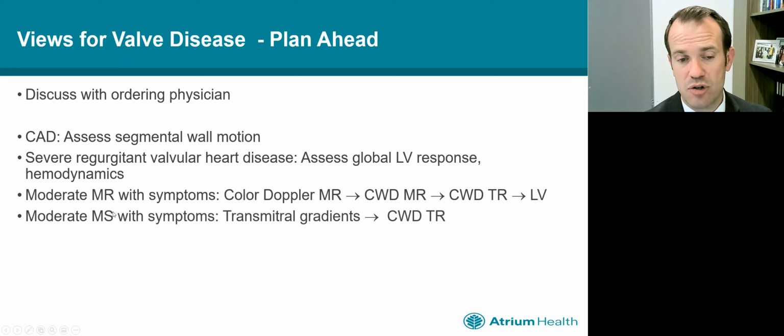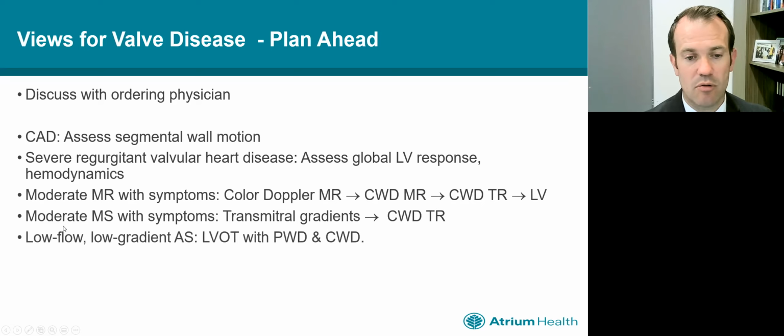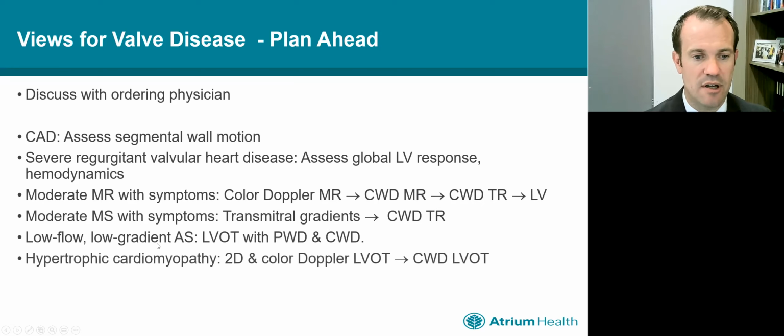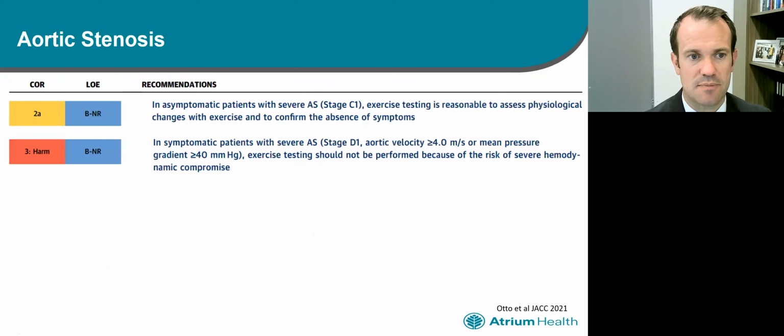Similarly, with moderate mitral stenosis with symptoms, we're going to be looking at those mitral gradients first, followed by assessment of TR. If it's low flow, low gradient AS, we're going to be checking the LVOT with pulse wave and continuous wave. And if it's hypertrophic cardiomyopathy, where we're looking for obstruction, we're going to want to look at that LVOT with 2D and Doppler and do continuous wave there to look for systolic anterior motion. So again, each of these stress tests need to be planned out carefully beforehand to make sure we're answering questions.